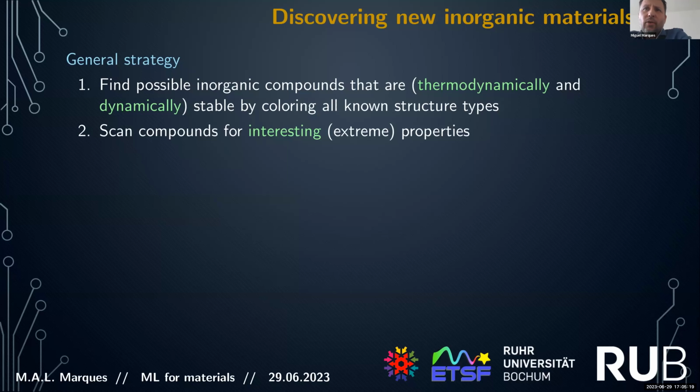We'll try to find all possible inorganic compounds. There are much less than people believe, at least in this set of inorganic stoichiometric compounds. And then, only then, we will scan the compounds for interesting properties, extreme properties, we may call them, so values of properties that are in the tails of the distributions. I will discuss it in the following, because these are materials that might be interesting for some technological application.